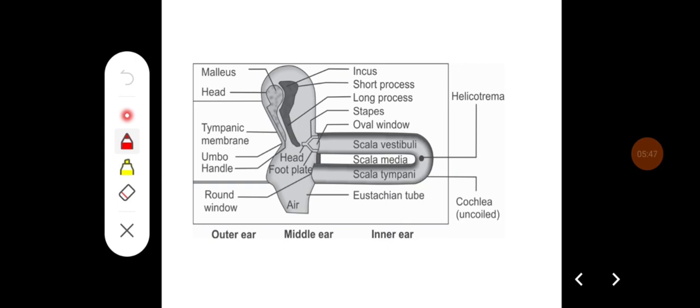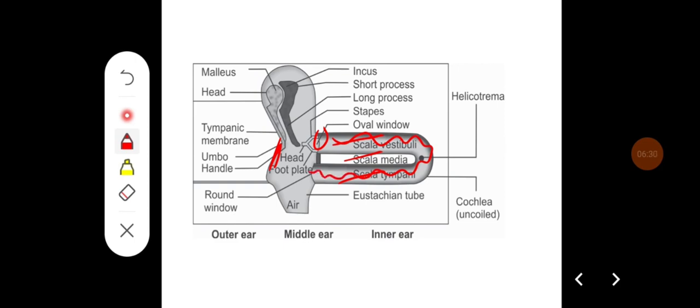So this diagram shows the middle ear and the inner ear. When the sound waves fall on the tympanic membrane, the ossicles vibrate and the vibration is transmitted to the inner ear, to the cochlea, and the cochlea has three parts: scala vestibuli, scala media, and scala tympani. Scala vestibuli continues with the scala tympani at the helicotrema. So whenever sound waves fall on the oval window, they produce vibration in the scala vestibuli, which comes back through the scala tympani.